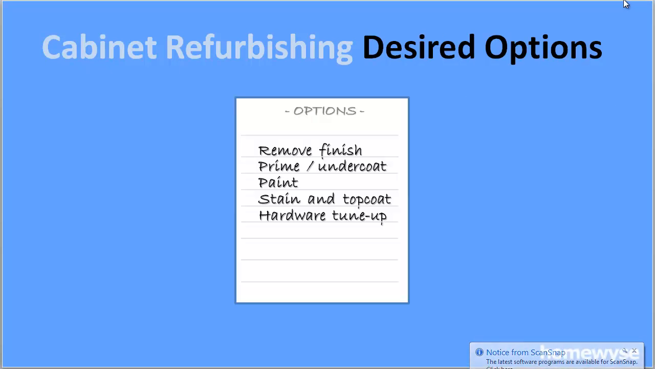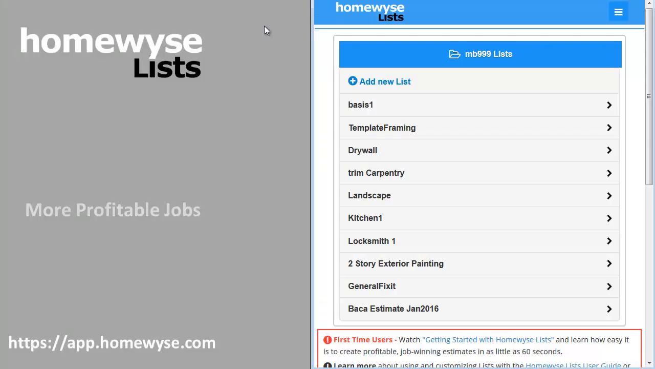For our job options, it's important that you write down each option that you want. Here, we're going to choose remove finish, prime and undercoat, paint, stain and top coat, and then a custom item, hardware tune-up, that we'll add at the end. That takes care of the background information, so let's start building the list.